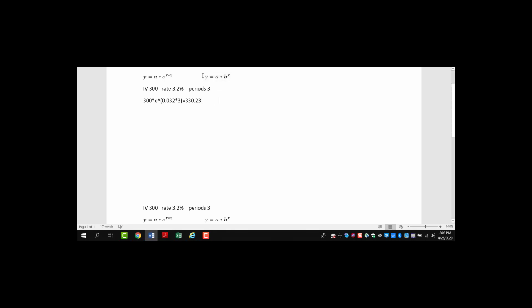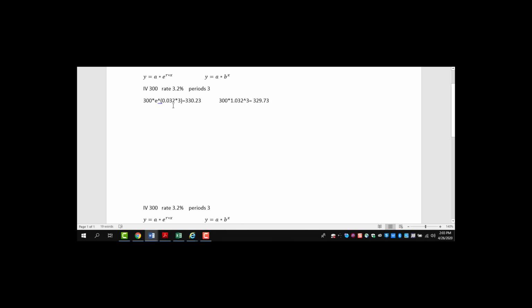Now that's different if this is compounding. This is compounding continuously. If I was going to compound this and I said do this using this formula, I want compounding, but I don't want continuous compounding, it would be 300 times 1.032 raised to the 3rd power. And I get 329.73. So there's a similarity, but this is handled differently.